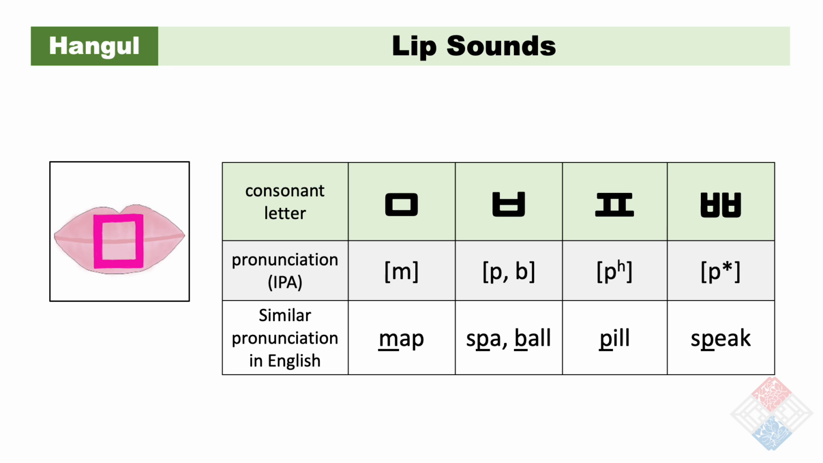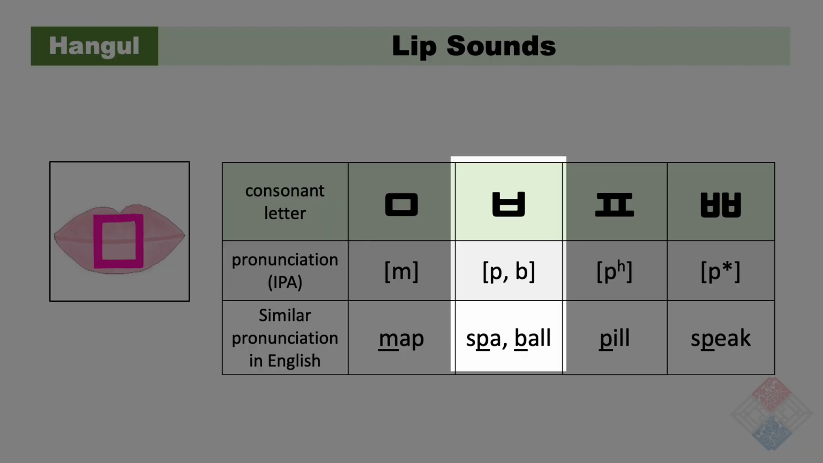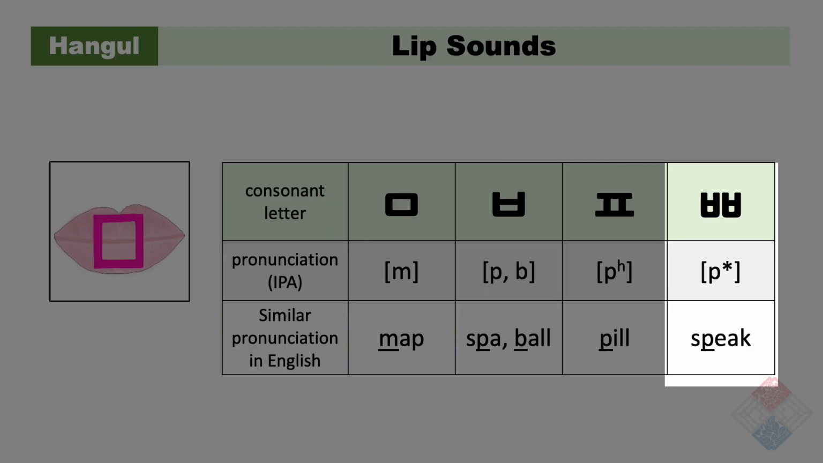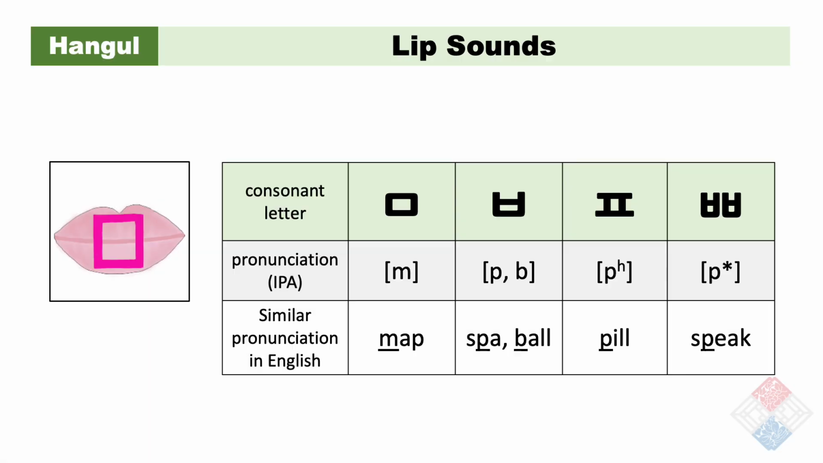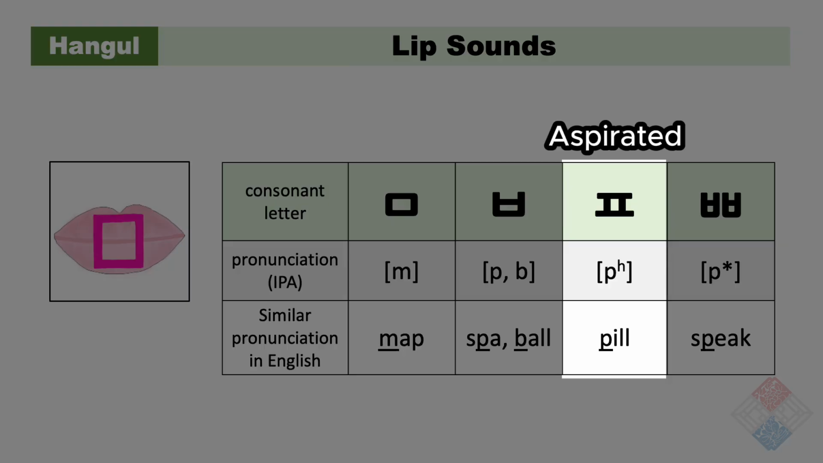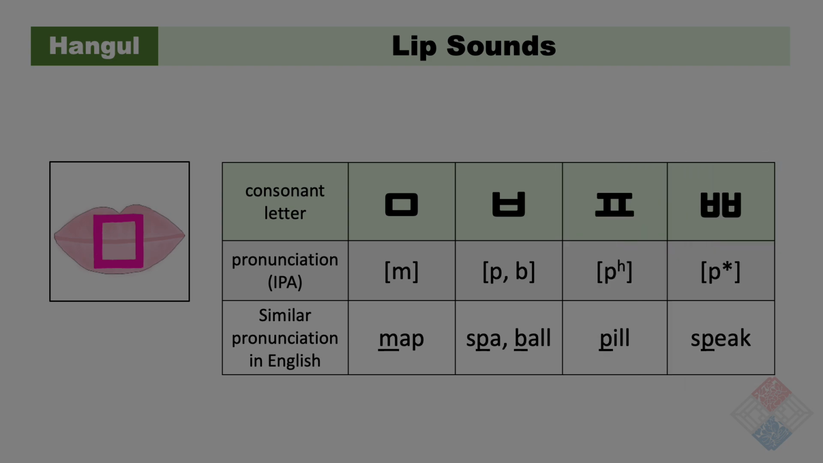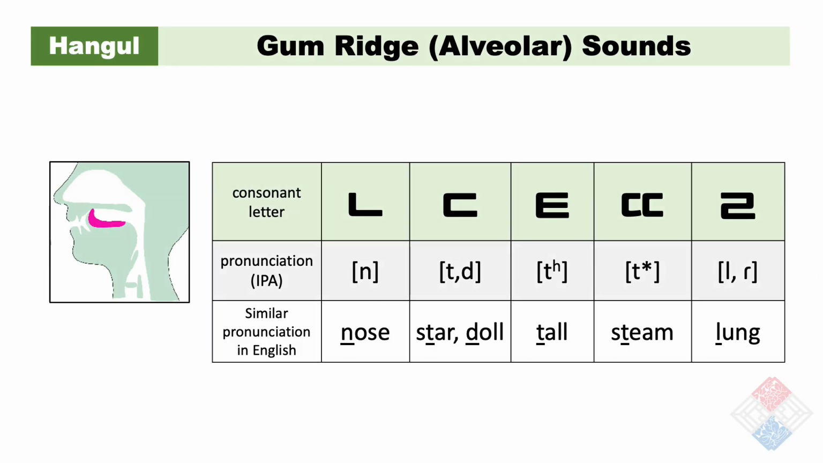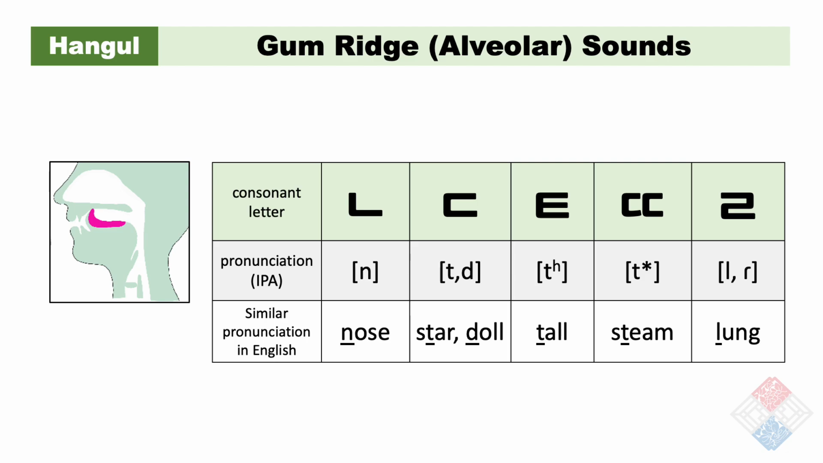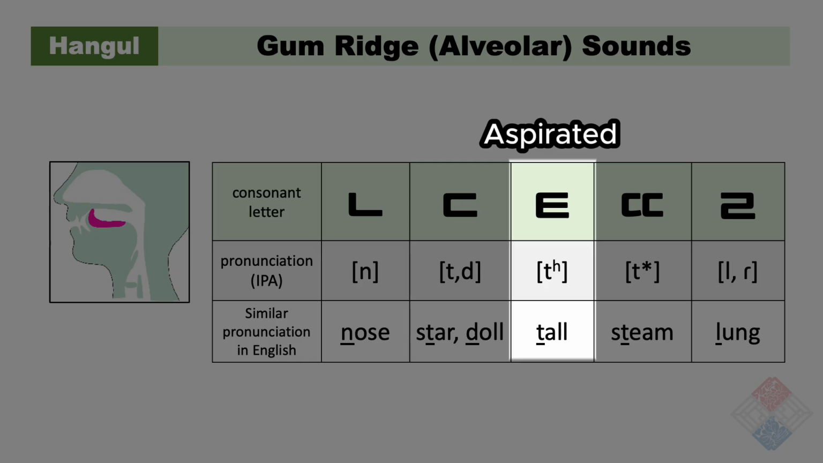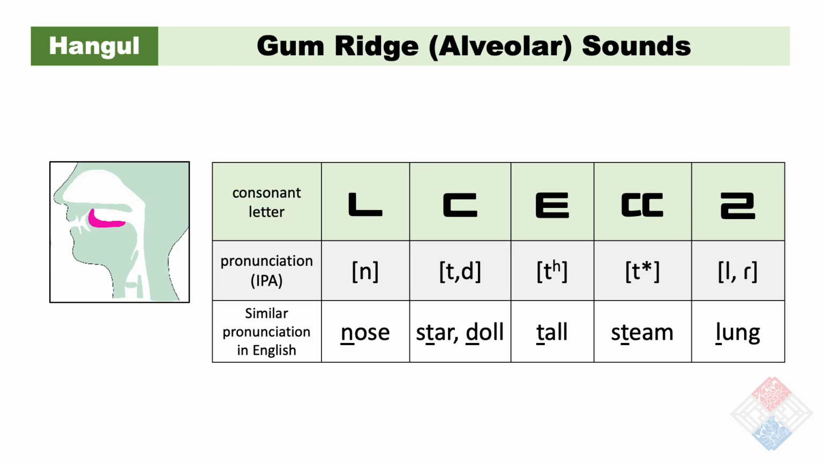Lip sounds. M, B, P, B. M is a nasal sound and B is a plain stop sound. The aspirated B is P and the tense consonant is B. Gum ridge alveolar sound. N is pronounced with the tongue tip lightly touching the gum ridge. When the nasal cavity is closed, it becomes T. The aspirated T is T. When T is pronounced with extra muscle tension, it's T.